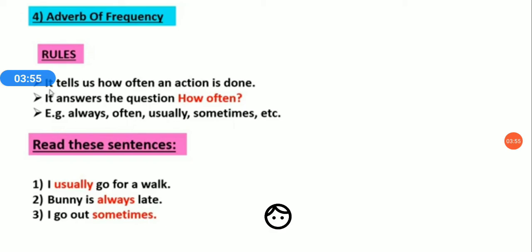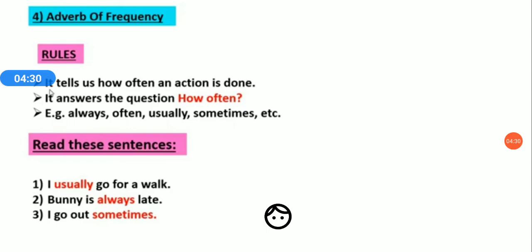I usually go for a walk. How often do I go for a walk? Usually. Bunny is always late. How often is Bunny late? Always. I go out sometimes. How often do I go out? Sometimes. So usually, always, sometimes, often, these all are the adverbs of frequency.